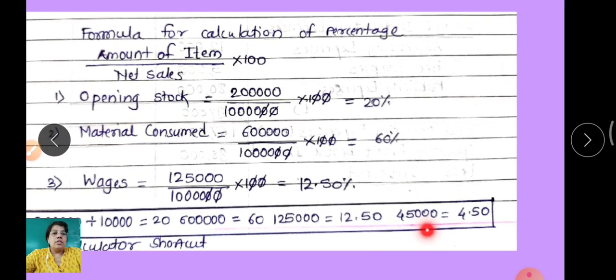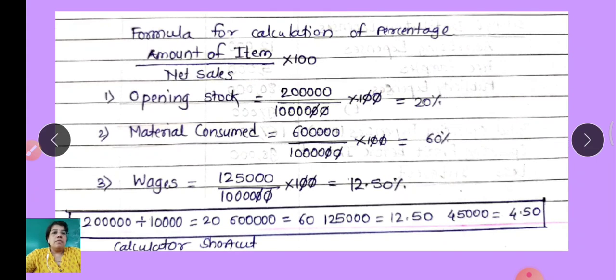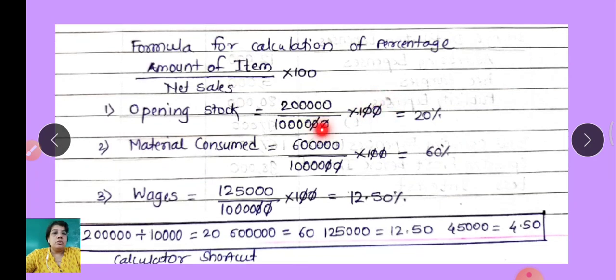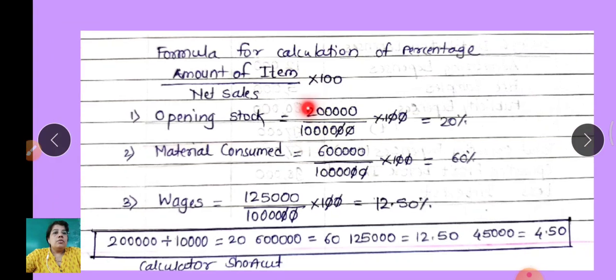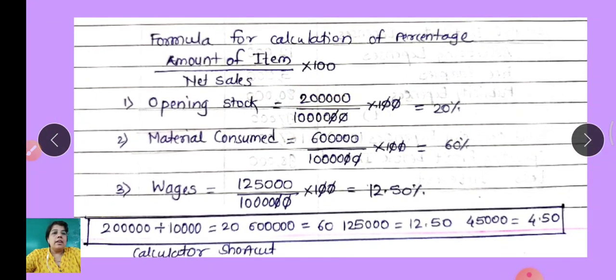So look into this slide. Here we are going to divide by 10 lakh every time, and multiply by 100 every time. So we can remove these 2 zeros and these 2 zeros also. Then we have to divide by 10,000 every time. So 2 lakh divided by 10,000, 6 lakh divided by 10,000, wages 1,25,000 divided by 10,000. Suppose interest on debentures is 5,000, then 5,000 divided by 10,000. So you can easily get the percentages.